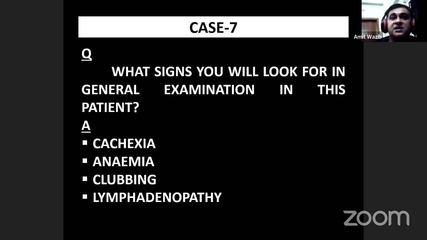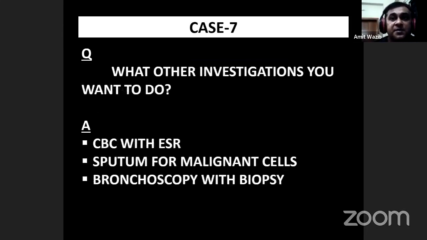So what signs do you look for in this patient in general examination? This is often a tricky question. There are a few signs found in general examination in bronchial carcinoma patients. Because of the weight loss, the patient is cachectic. There will be anemia, there will be clubbing, and there may be cervical lymphadenopathy. Supraclavicular is the most common site for lymphadenopathy.